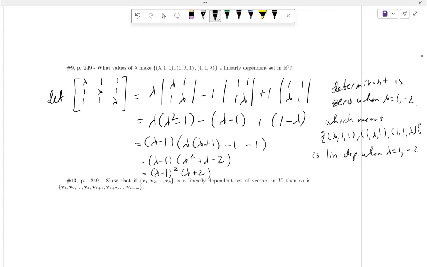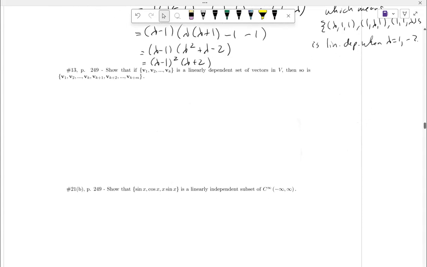So if you get a question like this where it asks you to find values for the variable that make it linearly dependent, set it up the same way, but work with it from a determinant angle rather than trying to row reduce it. So we're starting it in the exact same way. All right. Let's look at the next one here.